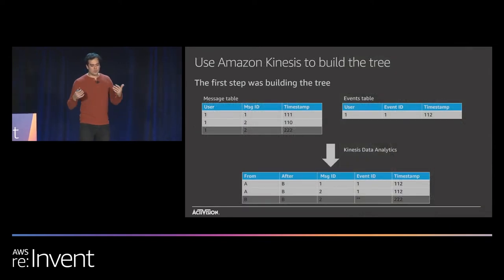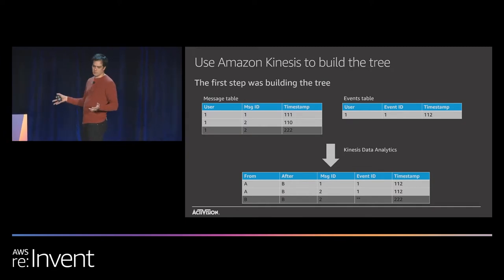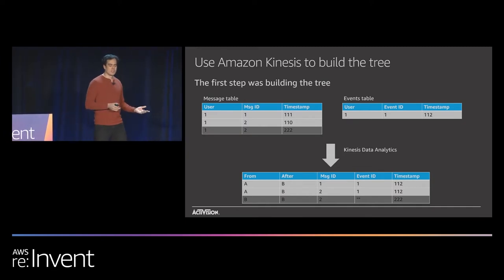So we're running an attribution model. Every time a user sees a message, we send to Kinesis Analytics. And every time a user changes states, we send to Kinesis Analytics. So we have those two tables. This is very simplified. Event table, you can think of like a state change event.